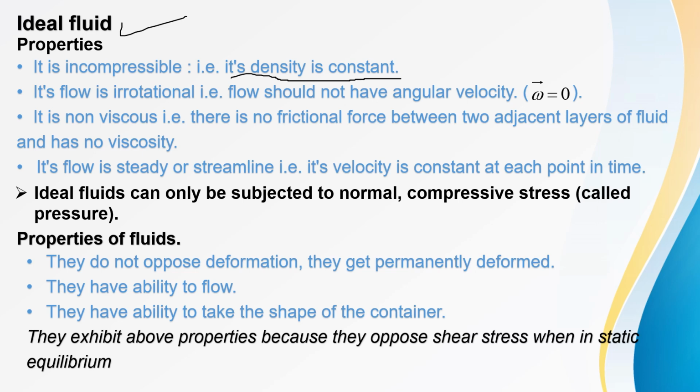Second, its flow is irrotational, that is, the flow should not have angular velocity, that is, vector omega is equal to 0. Third, it is non-viscous, that is, there is no frictional force between two adjacent layers of the fluid and it has no viscosity. This property of viscosity we will see in hydrodynamics in the next topics. Again, its flow is steady or streamlined, that is, its velocity is constant at each point in a time. This topic we will also see in detail in hydrodynamics.